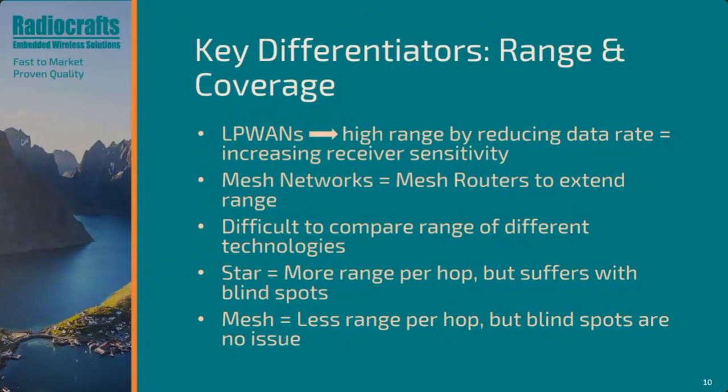Well, first, LPWANs thrive on sacrificing data rate to favor range, because they know that wireless sensor networks don't need that much data rate. So they sacrifice data rate to increase the receiver sensitivity and thus increase the range. All this, of course, while trying to keep battery consumption at bay. On the other hand, mesh networks use their mesh advantage to easily extend their inherently shorter one-hop range.